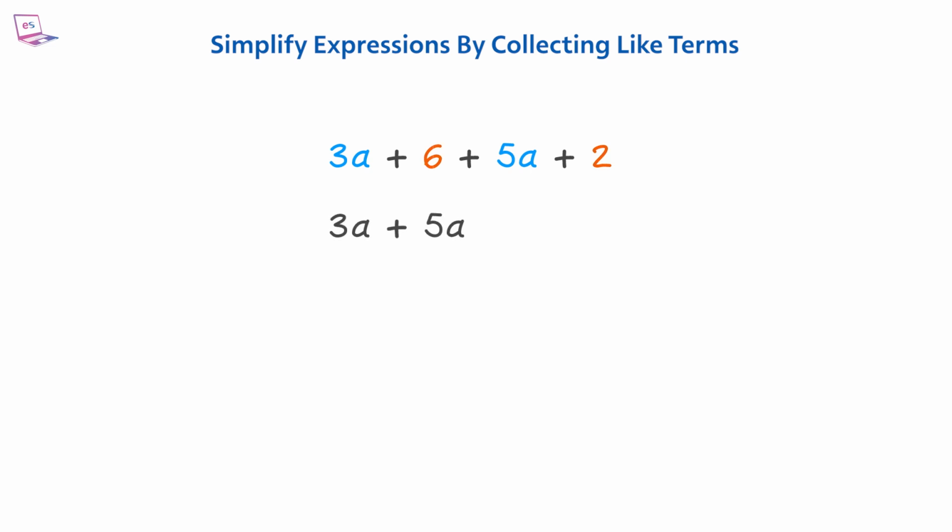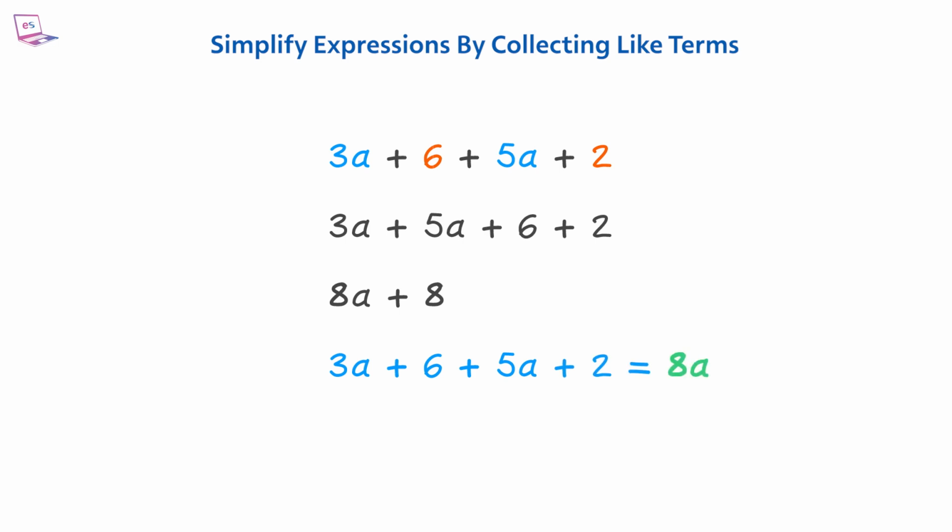3a plus 5a plus 6 plus 2. 3a plus 5a equals 8a. 6 plus 2 equals 8. The simplified expression of 3a plus 6 plus 5a plus 2 equals 8a plus 8.